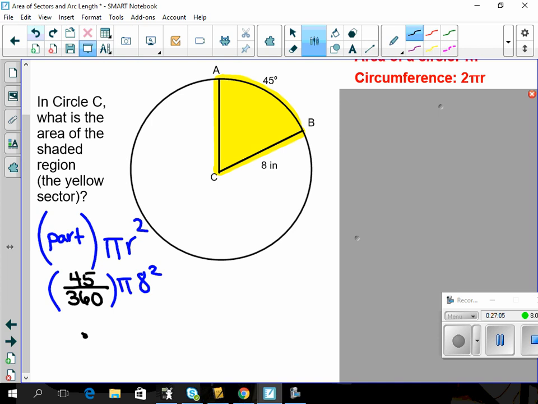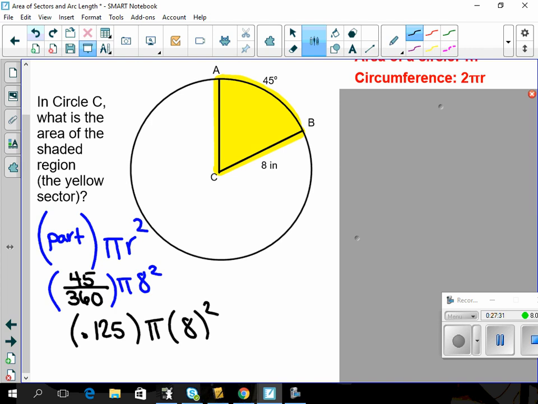Let me see what you got. What's 45 divided by 360? 0.125. Go to math, and then go back to decimal. Fraction to decimal. Times pi times 8 squared. You can just type it all into your calculator now, can't you? Take whatever 0.125, multiply it. Let's use the pi key.